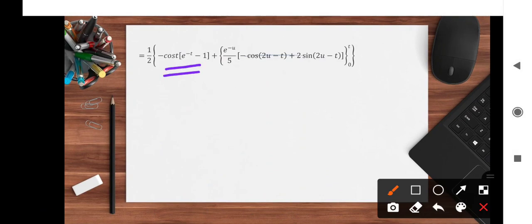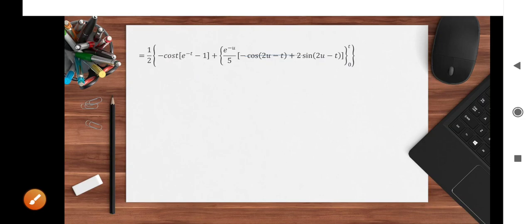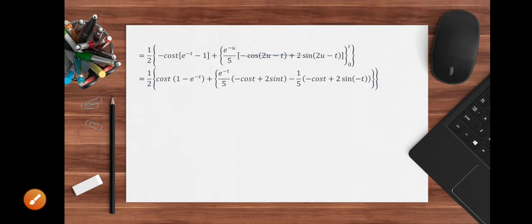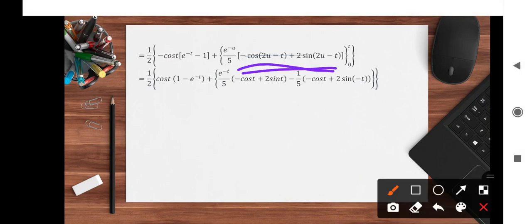Here the step is written as it is from the previous slide. So here we can absorb this minus sign inside the square bracket. So we get the first term as cos t into bracket 1 minus e raised to minus t. Now here you have to substitute upper limit as u equal to t. With this substitution we get minus cos of 2t minus t, that is minus cos t, plus 2 sine of 2t minus t, that is 2 sine t. This is for the upper limit.